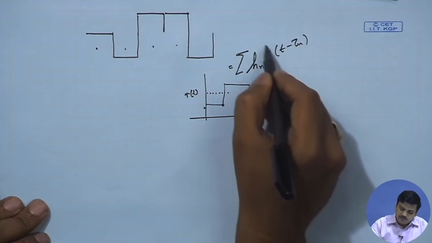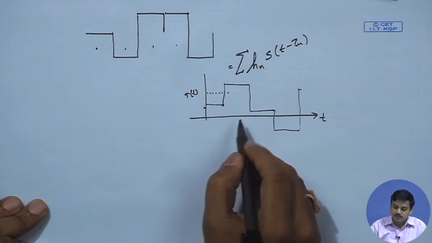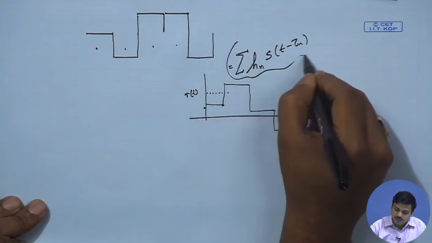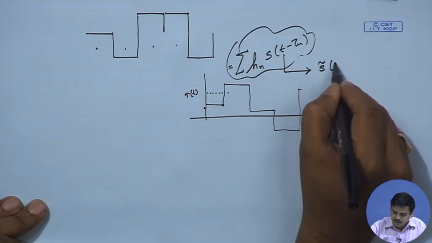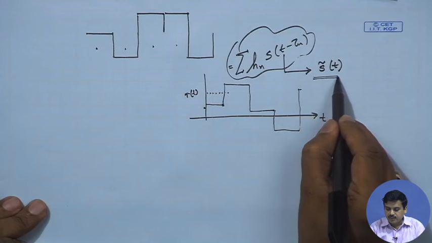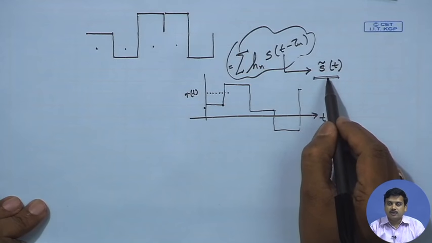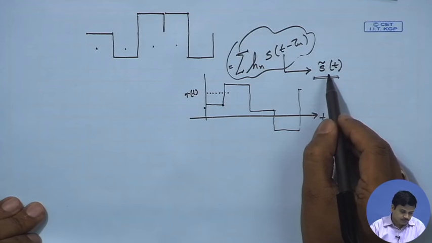Now, if we are able to understand this thoroughly, then when we build the receiver from this combination of signals, we would like to extract s tilde t, so that the signal which was originally transmitted is reconstructed at the receiver without any effect of the propagation channel.